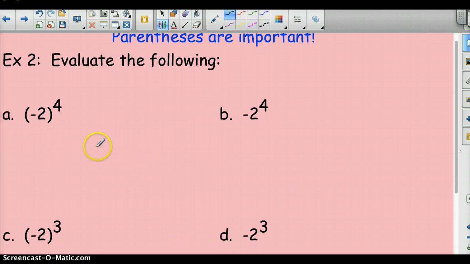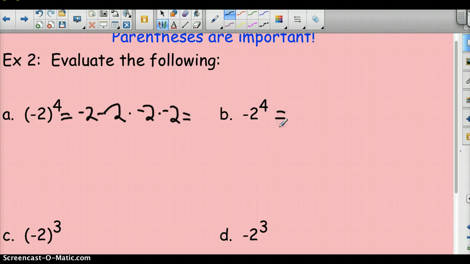And on the next one I'm going to show you how incredibly important parentheses are, so please pay attention. Notice what's in the parentheses here. Negative 2 is surrounded in the parentheses. What does this mean? It means multiply the thing in the parentheses by itself 4 times. That's exactly what that means. Negative 2 times negative 2 times negative 2 times negative 2. We'll come back for an answer in a second on that one.